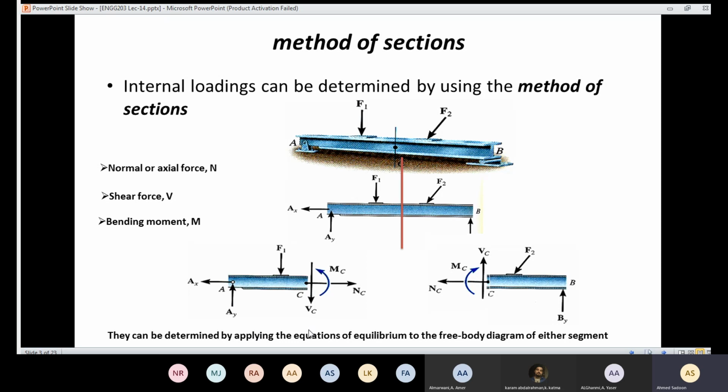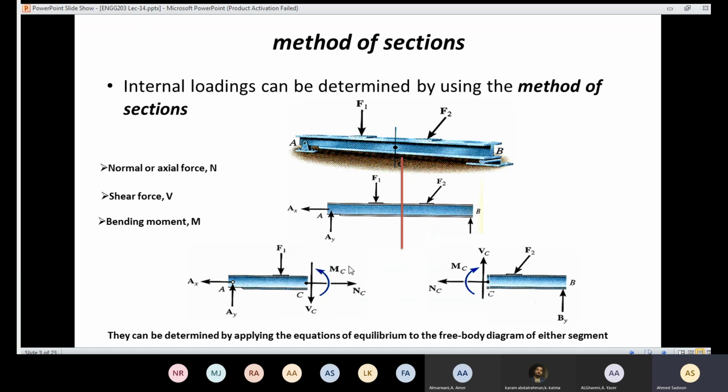So those forces can be determined by applying the equations of equilibrium to the free body diagram of either section. So you can use this section or that section in order to know the internal forces here. Again, it's important to know the internal forces at that point, so that as a designer, I will use a material and a section that can withstand more than the internal forces, so that I'm going to have a safe design.